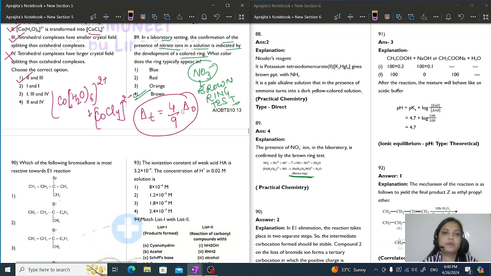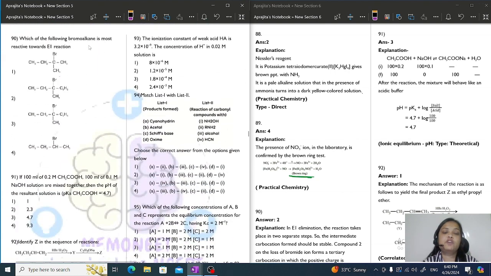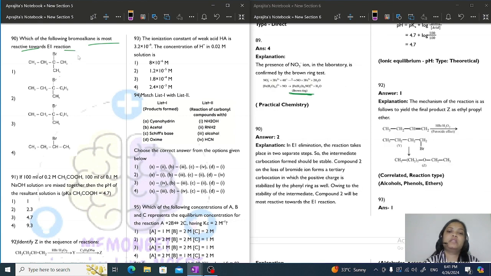Next, question number 90. Which of the following bromoalkanes is most reactive towards the E1 reaction? We know that the E1 elimination reaction takes place by the formation of the carbocation.